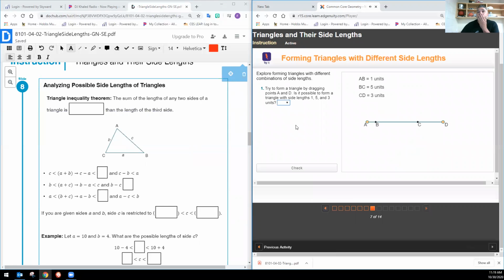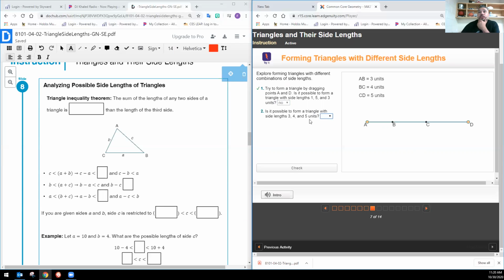Within each set, drag the segments until you either make a triangle or determine that a triangle with those side lengths does not exist. Okay, so try to form a triangle by dragging point A and D. Is it possible to form a triangle with side lengths 1, 5, 3, and 3 units? So there's no way, because these won't even connect. If you could get those to connect right there like that, you would, but there's no way that you can.